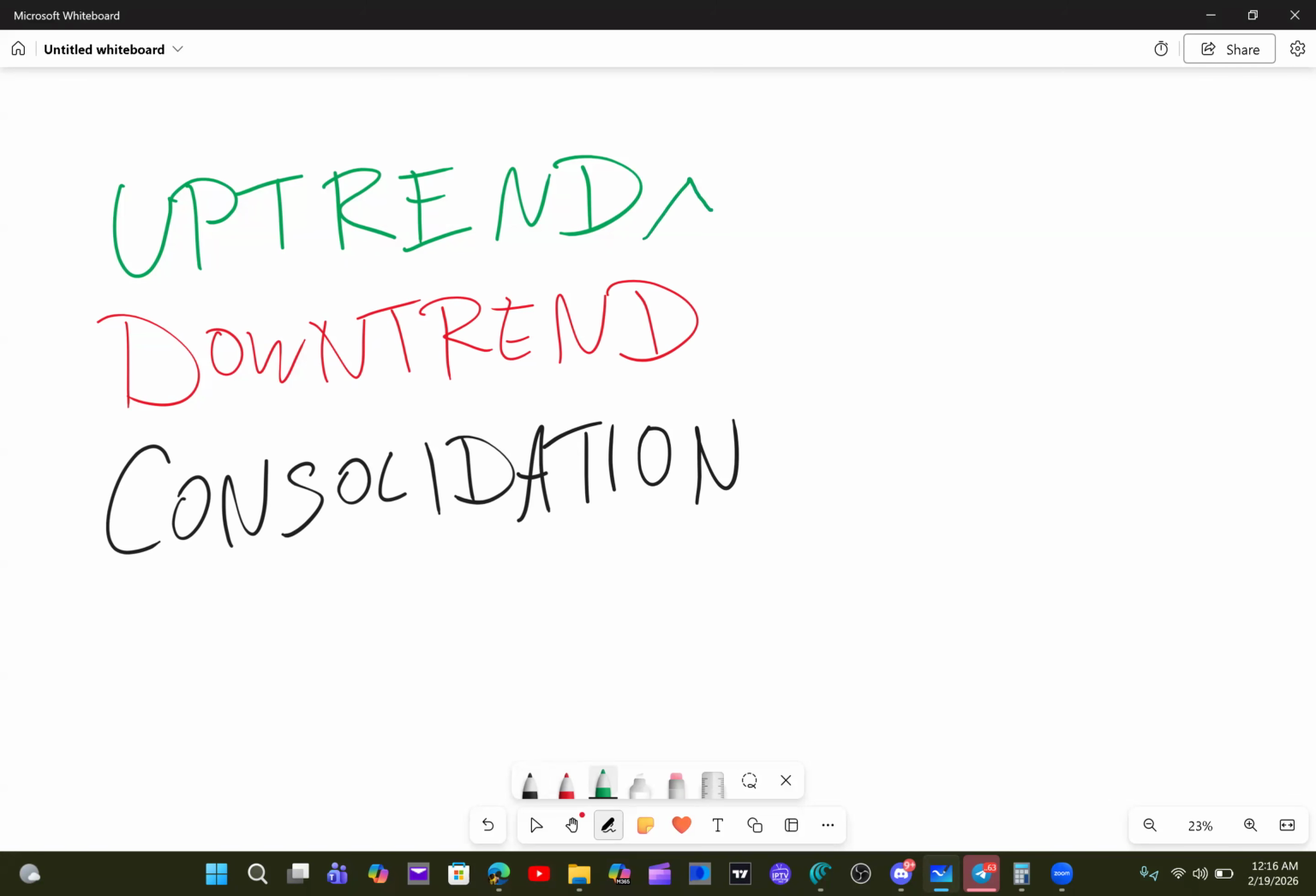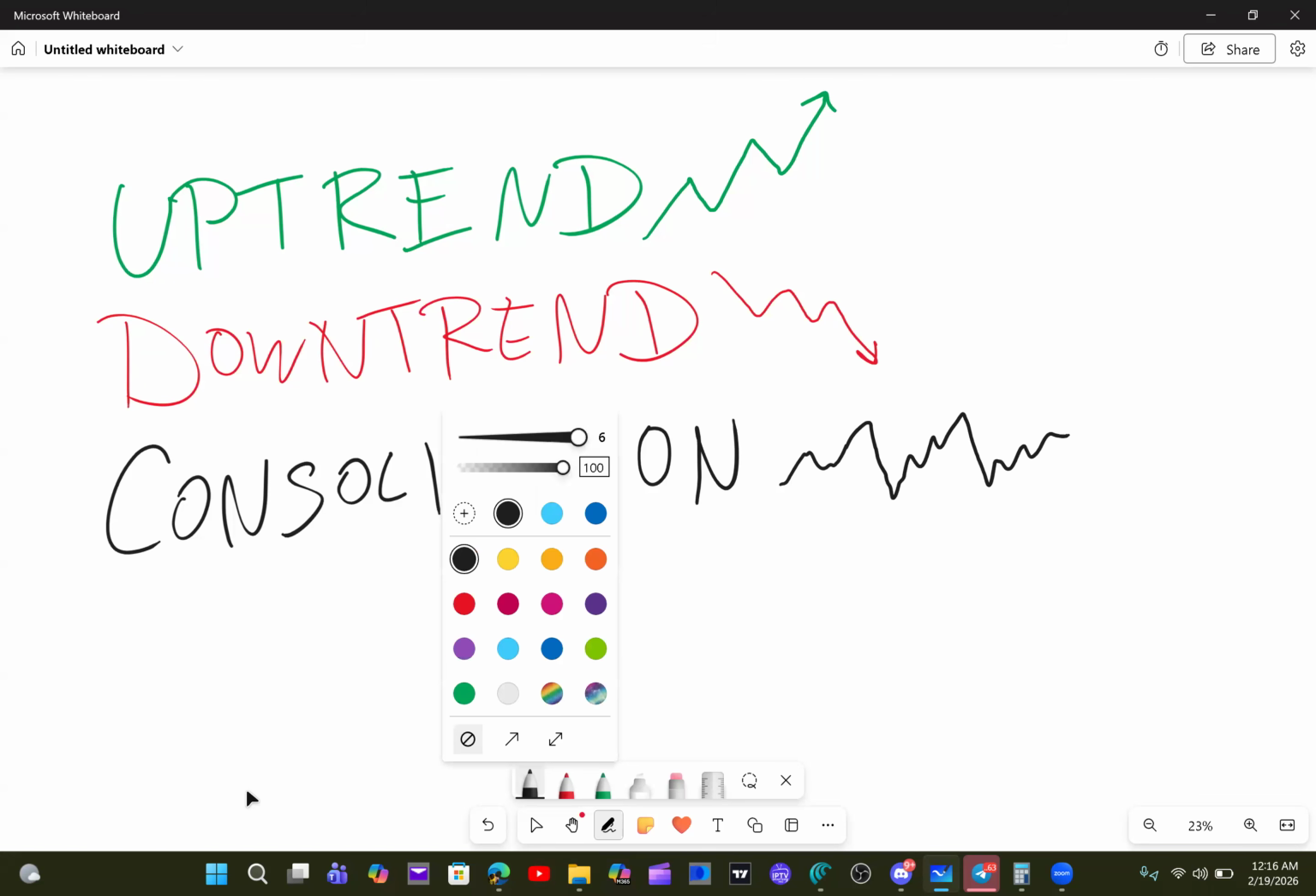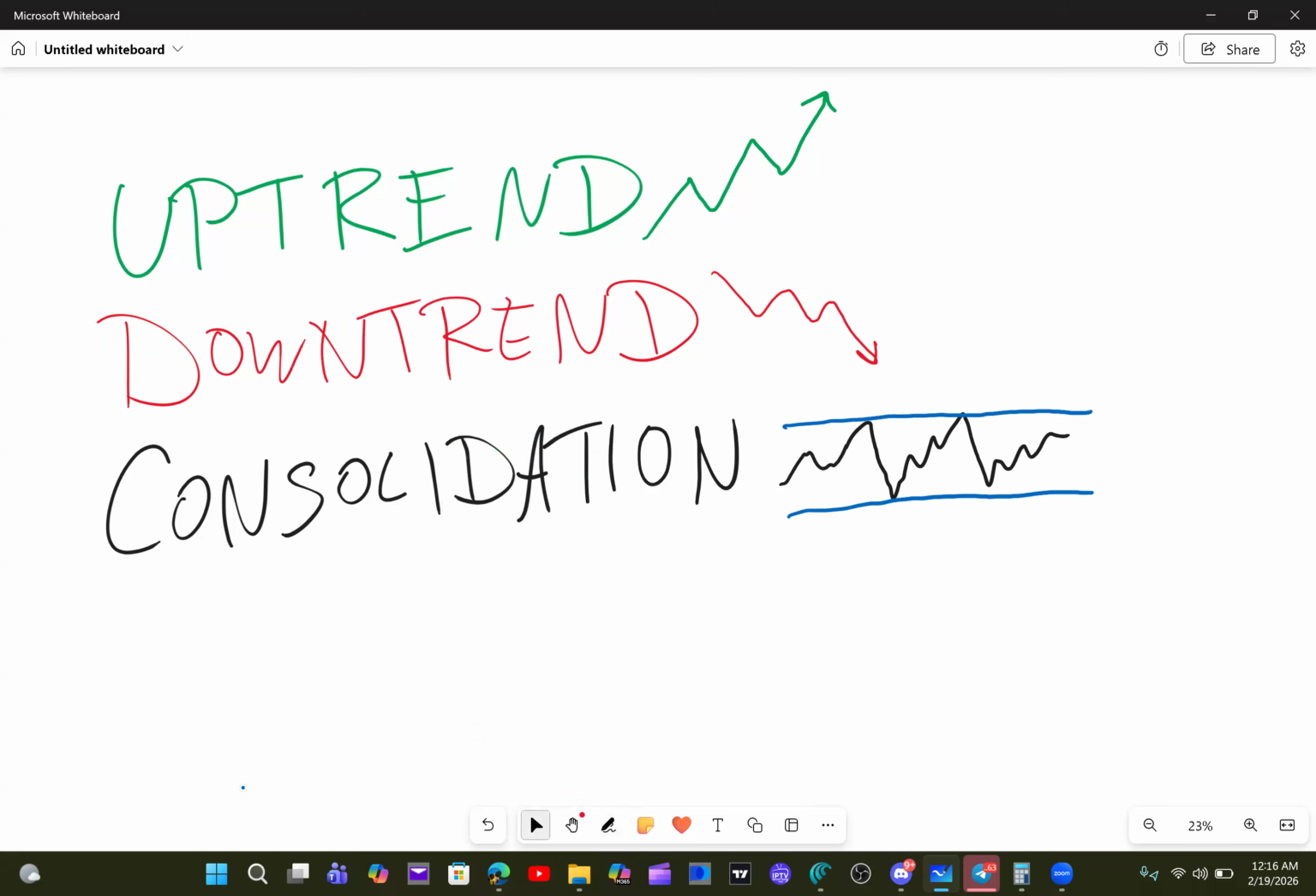Boom, boom, boom, boom, boom, until it reverses. In a downtrend, the market moves like boom, boom, boom, boom, boom, until it reverses. And in consolidation, the market will move pretty much bouncing in between support and resistance, or ceiling, or floor, whatever you want to call it.